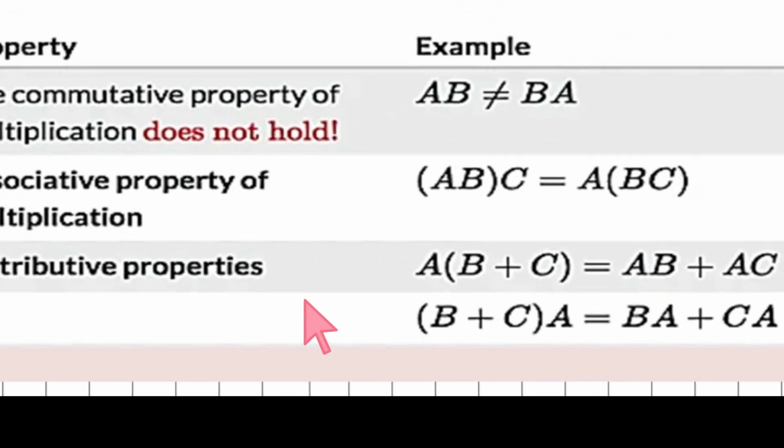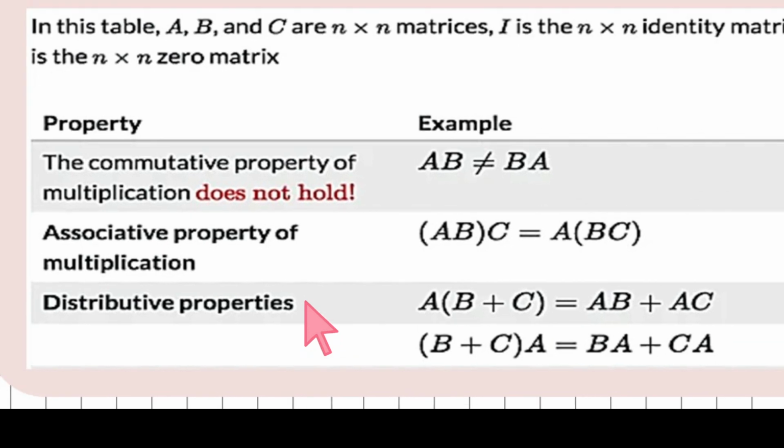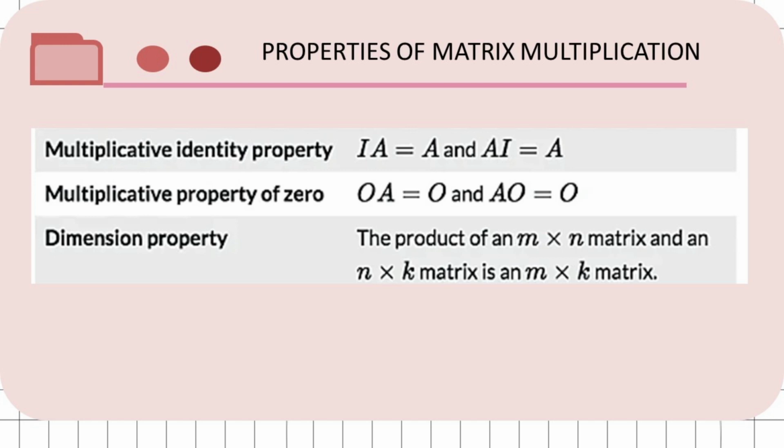Next, we have the distributive property, where, for example, A multiplied by the sum of matrices B plus C is equal to the product of AB plus AC. Or we could also have B plus C times matrix A, which is still equal to the product of BA plus CA. Next is the multiplicative identity property.